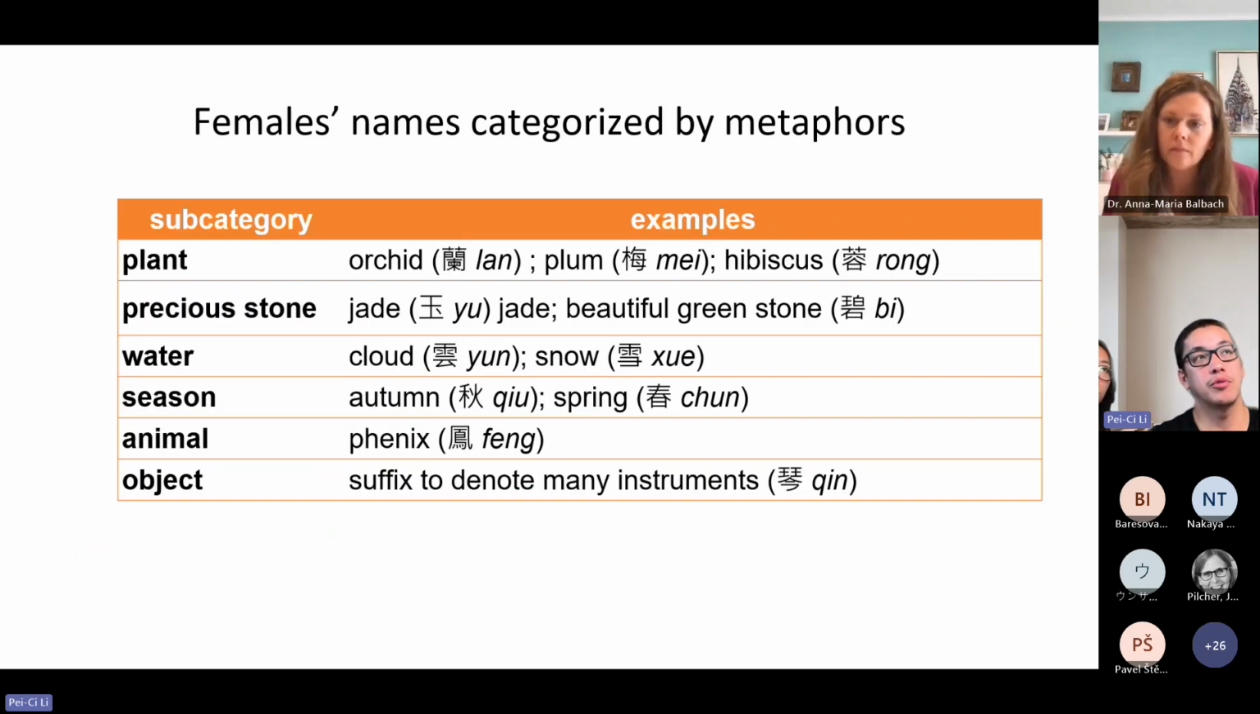If we look at female names where we find metaphor, what does it actually look like? So let's say for the category plant, for example, we have characters that usually refer to flower names such as orchid or plum or hibiscus. Or for the category precious stone, you have jade or beautiful green stone, etc. And the main categories are plant, precious stone, water, season, animals, and objects. So again, quite a few things that we have already seen cross-linguistically. Like I think the previous talk talked about season at some point with female names, for example.